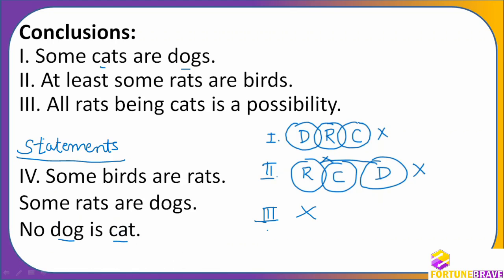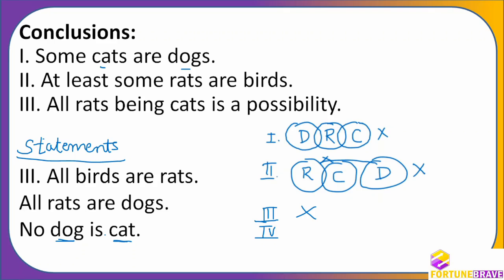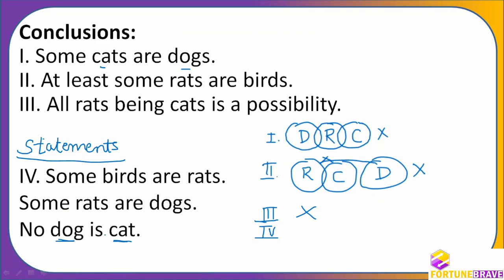So therefore this option is also not possible. Next, let us see. Fourth one. Again you can see here, this also says no cat is dog. Is it the same one or is it different? The third was all birds are rats and some birds are rats, so both are different, but the third statement is no dog is cat. Therefore, this is also not possible.